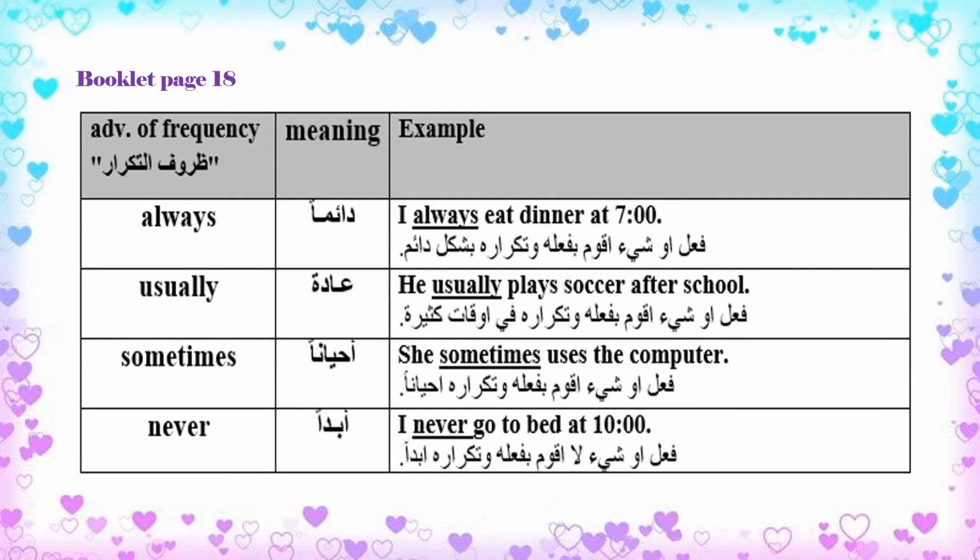To wrap up the whole lesson, please open your booklet again, page 18. Look at the chart that you have in your booklet. We have adverbs of frequency, their meaning, and other examples. Always means دائما. I always eat dinner at 7. Number 2, usually. Usually means عادة. He usually plays soccer after school.